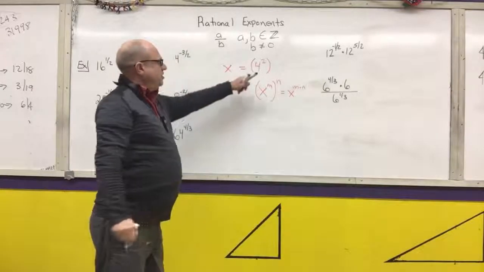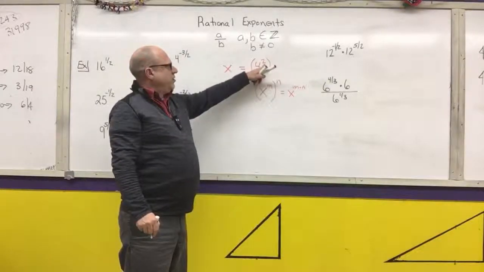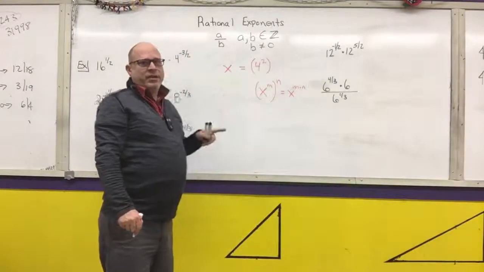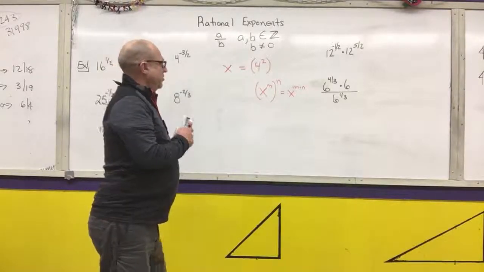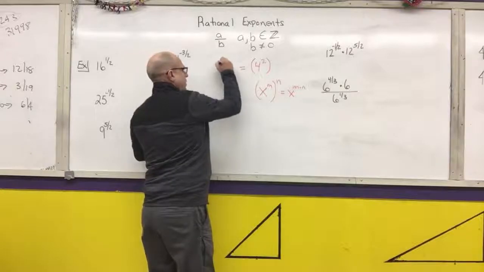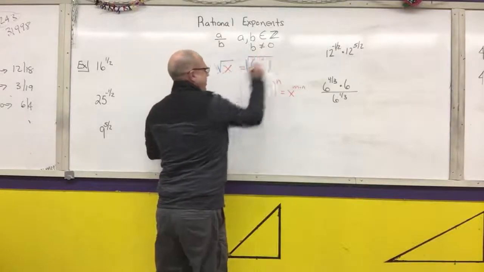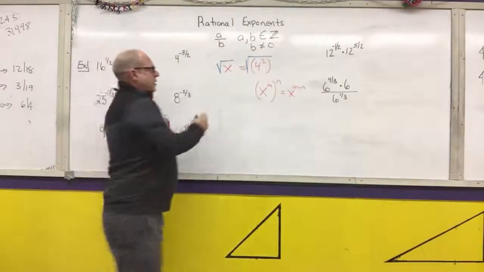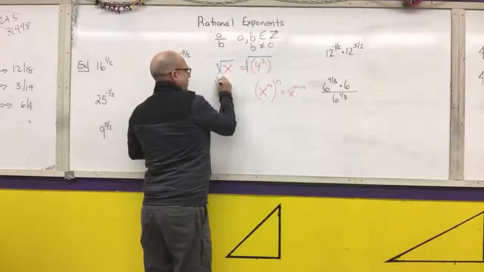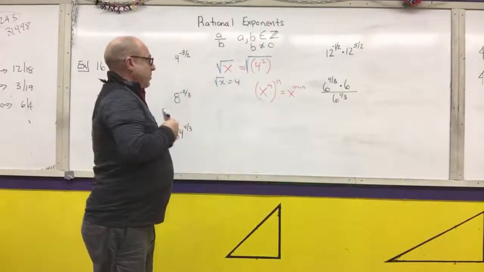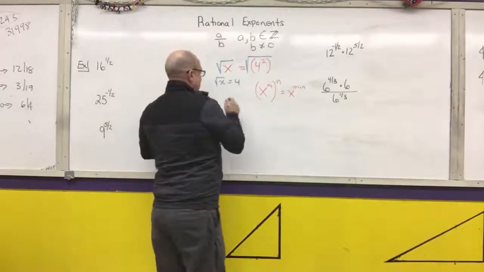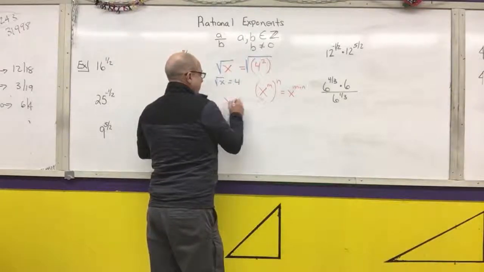So what I want to do is I want to figure out what do I have to do to undo this squaring operation. Okay? Most of you should understand that to undo a squaring operation, I would take the square root of both sides, and this would say that the square root of x would just equal 4. Okay, we're going to do it a different way. We're going to write x equals 4 squared again.